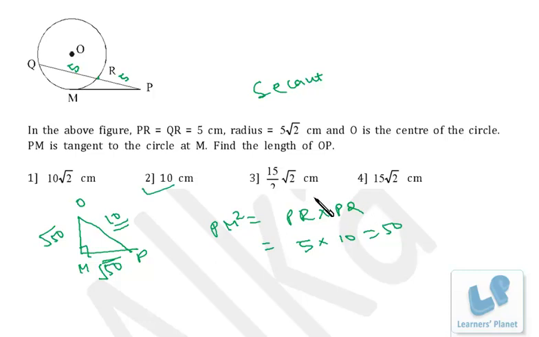Okay, so you just have to have the knowledge of the tangent-secant theorem over here. PM is the tangent and this PQ is the secant. So the relationship between them is PM square is PR into PQ. Okay, so that's an important point.